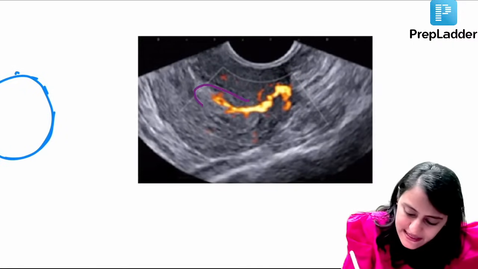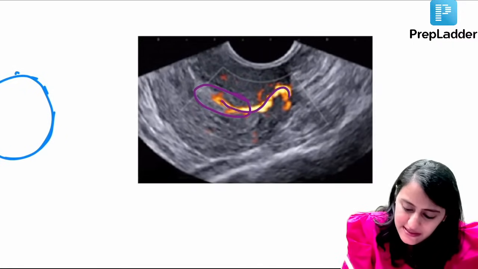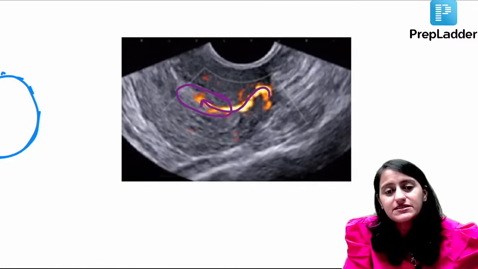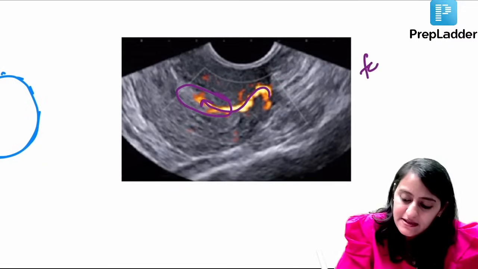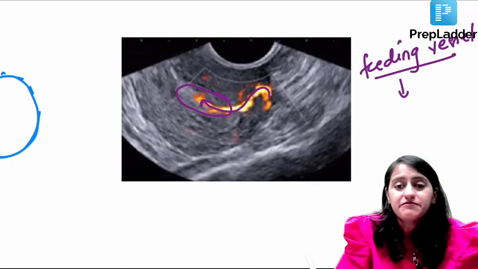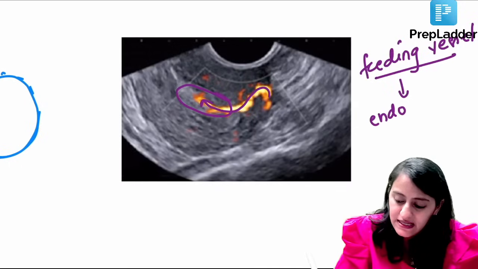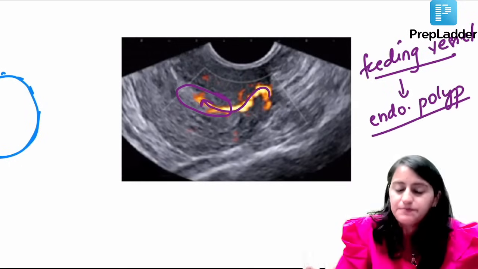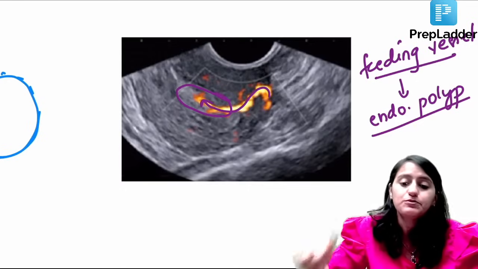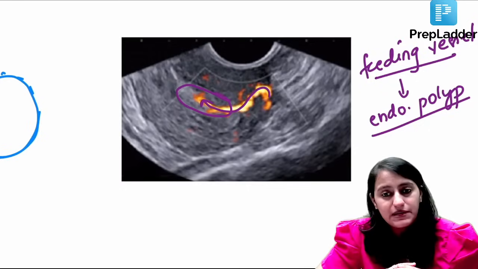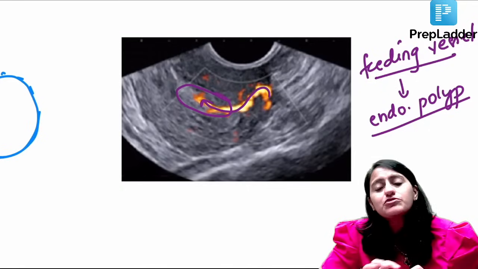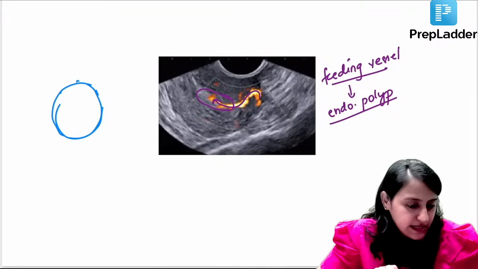The white inside is the endometrium and you are seeing the vessel supplying it. This is a feeding vessel supplying the endometrial polyp. Feeding vessel sign is seen in endometrial polyp. Remember, endometrial polyp can come with bleeding, intermenstrual bleeding, metrorrhagia. Endometrial polyp is feeding vessel sign. Okay, this is the feeding vessel.